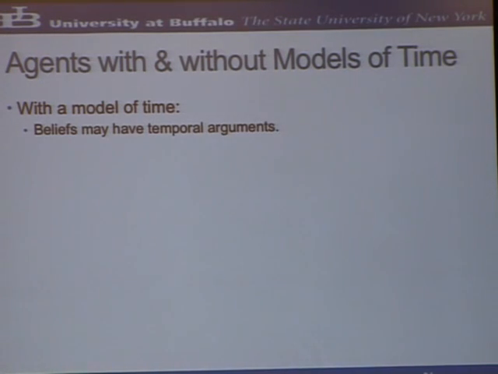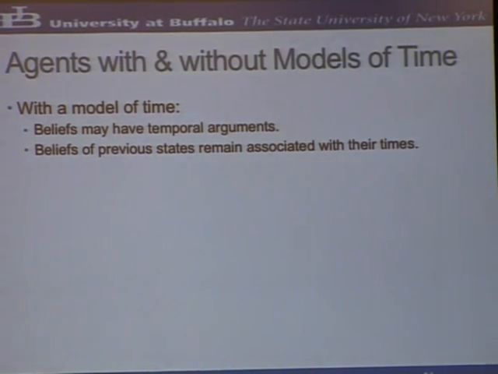So with a model of time, beliefs may have temporal arguments, or beliefs may have one argument and an assertion that this occurred or was true at this time, so they could be associated with times. Beliefs of previous states remain associated with their times, right? Now is not, in our view, a term in the knowledge representation, because now, of course, moves. Rather, there are terms denoting times, and the deictic registers include a register whose value is the time or semi-lattice of times that currently denote now, and then it gets replaced as now moves. That's a whole interesting discussion that I don't have time for.